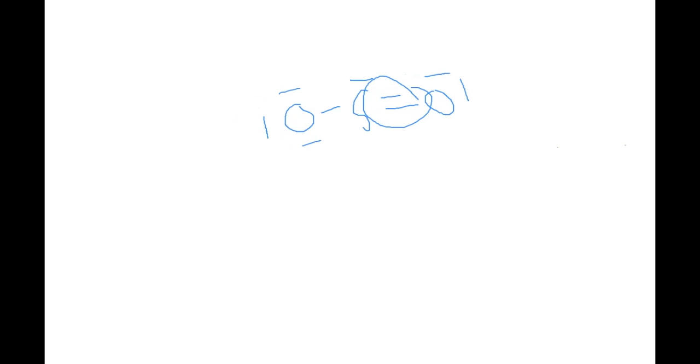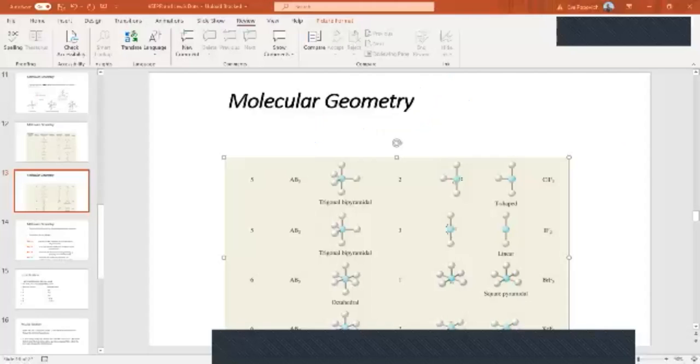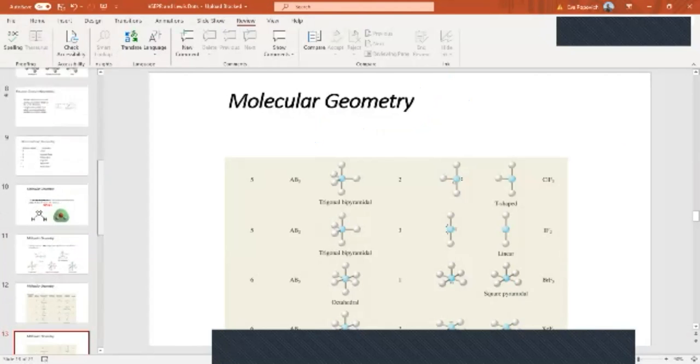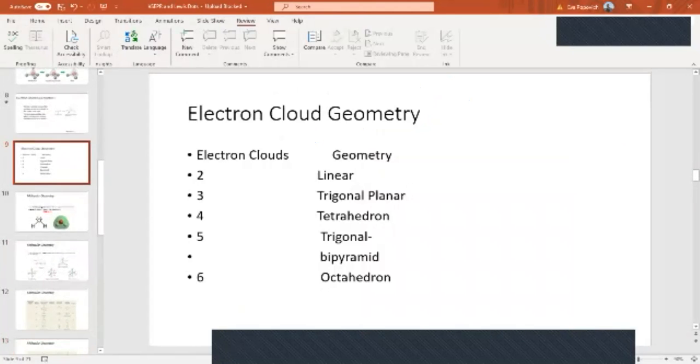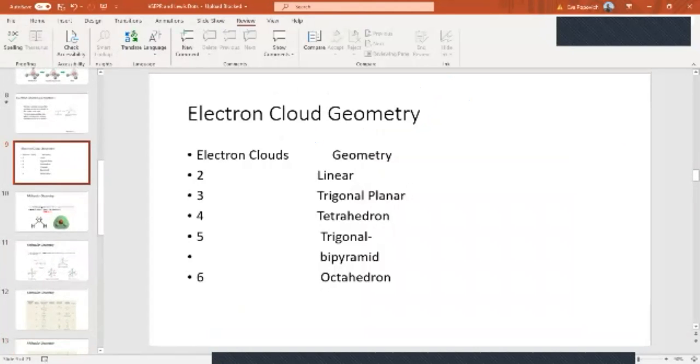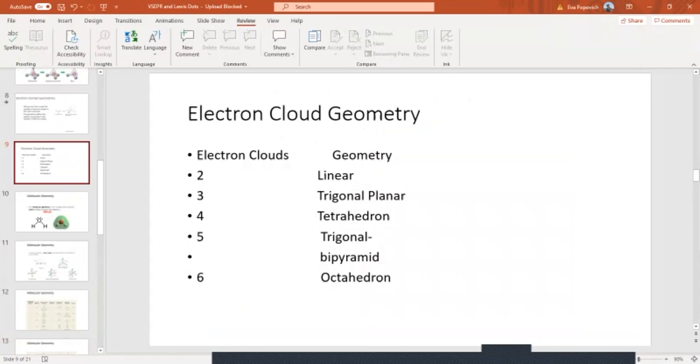I'll be honest, I don't have that chart written down for what it would be for 3. Okay. All right. Stop share. Share screen. How about that? Do you see that? Yeah, trigonal planar. Okay, that's the electronic geometry.